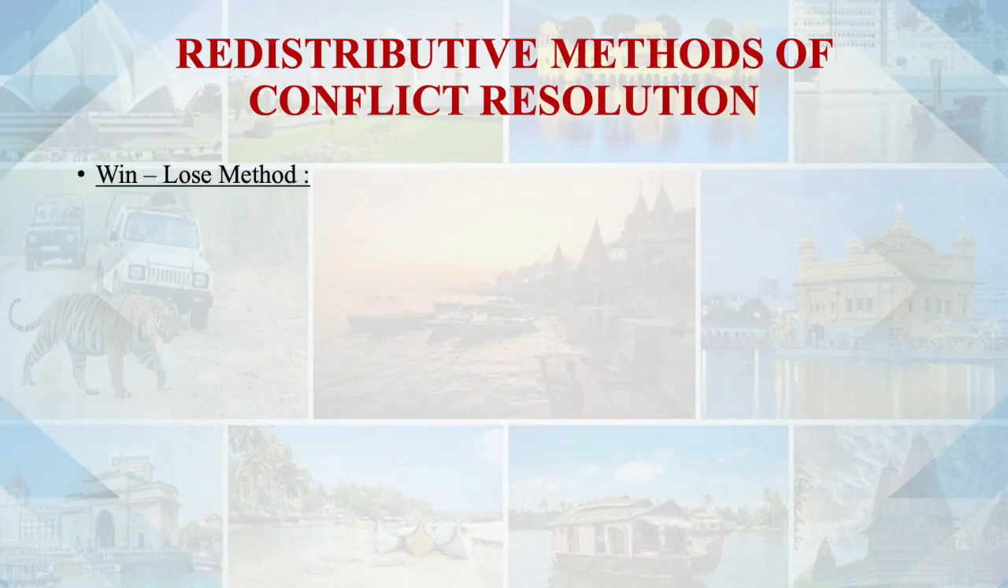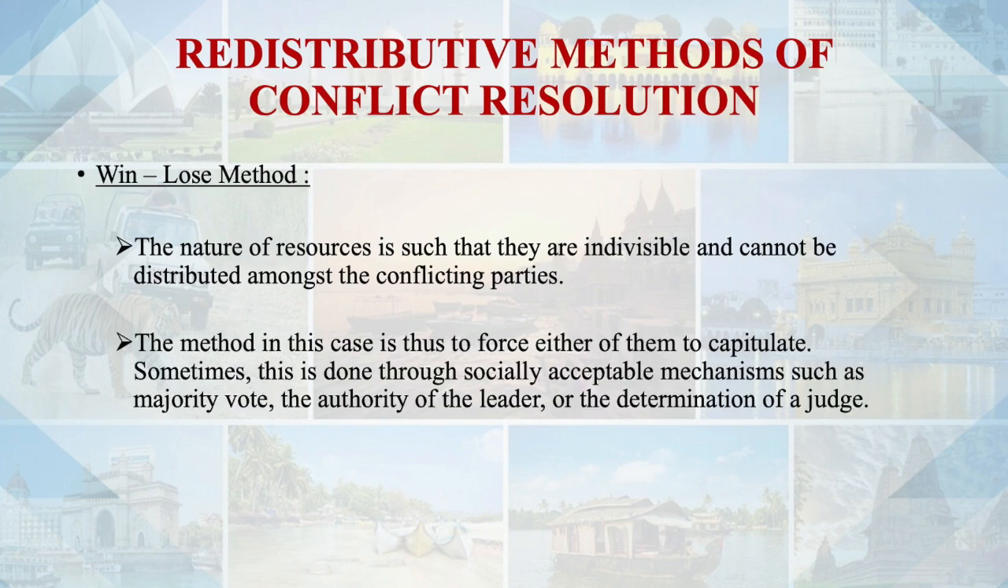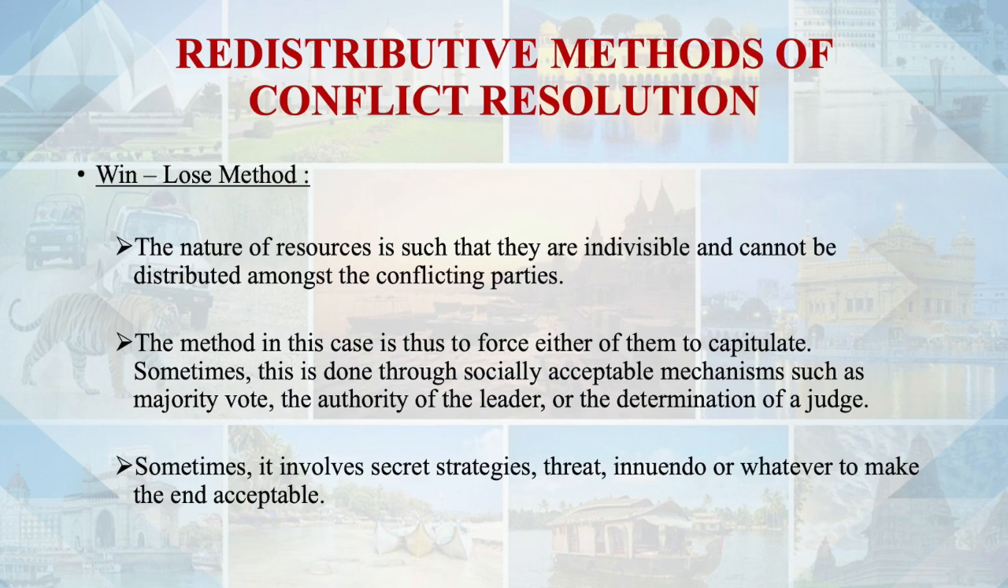So the first method is the win-lose method. As the name appears, someone will win and someone will lose. The nature of resources is such that they are indivisible and cannot be distributed amongst the conflicting parties under this method. So the method in such a case is to force either of them to surrender most of the things, and sometimes it is done through socially acceptable mechanisms such as majority vote, the authority of a leader, or the determination of a judge. Sometimes it involves a kind of threat also, that if you don't follow then you will lose it.